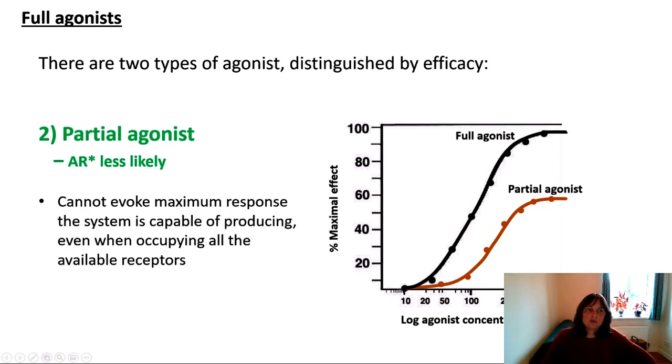These are drugs that, even when you give really, really high concentrations of them, are never able to elicit the full effects that would be possible with another drug within that system. For partial agonists, you might have the partial agonist binding to every single receptor within the system, but it still can't cause that maximal bronchodilation, for example.